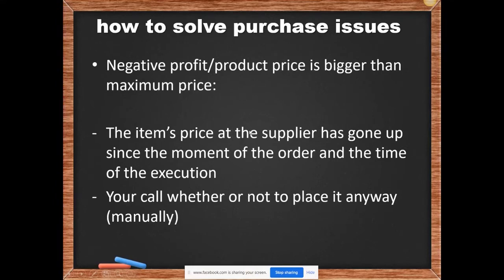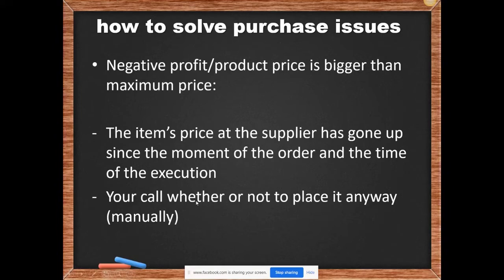That's why the system will get this order to fail and won't execute it, in order to not lose you money. Now in this case, it's not that the item is out of stock. It's just that you're taking a loss if you're choosing to place the order anyway. It's your call whether or not to place it anyway. Of course, you'll have to do it manually, because as far as the automation goes, the system recognizes it as an order that can't be fulfilled automatically because of the loss.